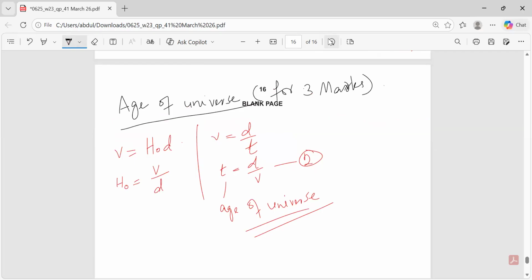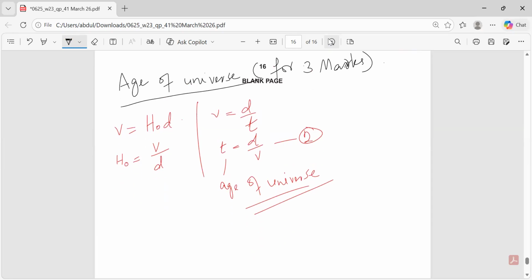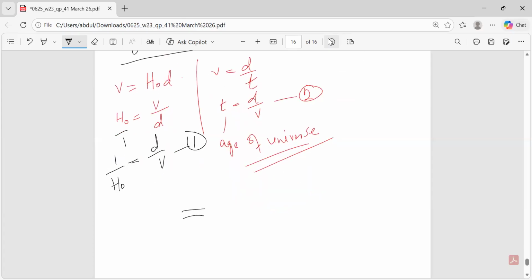If it is for 3 or more marks, then what to do? This way. Now, let's see, t is equal to d over v. Here it is v over d. So what to do? Flip it. Flip this equation. This will become 1 over h naught equal to d over v. So both sides we have flipped. Let this be equation 1. Now see, the right hand side of equation 1 and right hand side of equation 2 are the same. D over V, D over V. So it means the left hand side should also be the same. My dear friends, T, which is the age of universe, is equal to 1 over h naught.